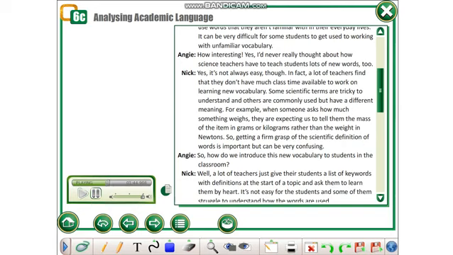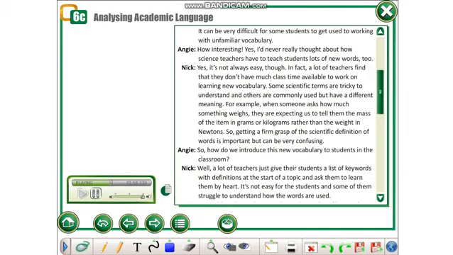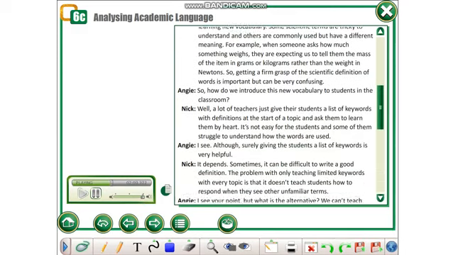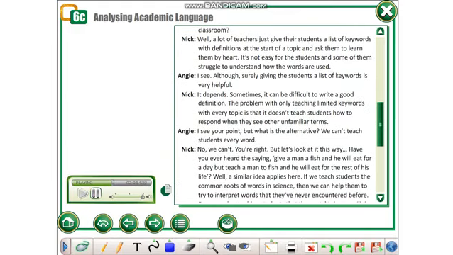So, how do we introduce this new vocabulary to students in the classroom? Well, a lot of teachers just give their students a list of keywords with definitions at the start of a topic and ask them to learn them by heart. It's not easy for the students, and some of them struggle to understand how the words are used. I see. Although, surely giving the students a list of key words is very helpful.